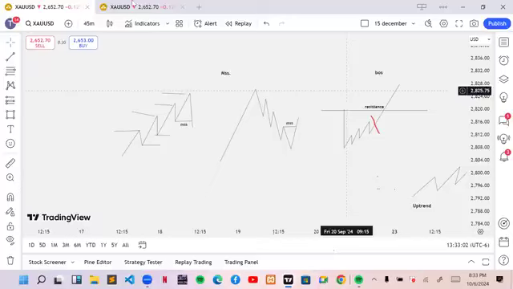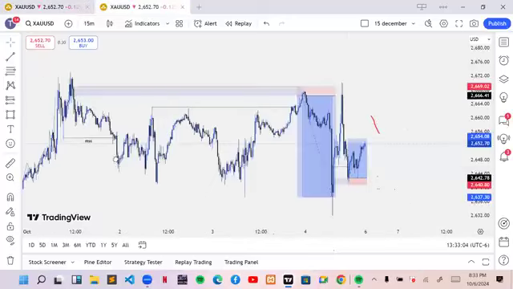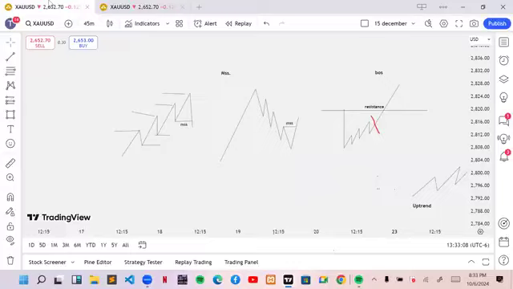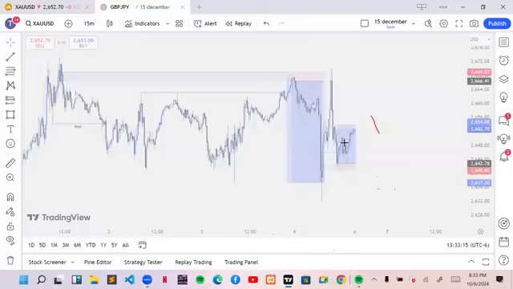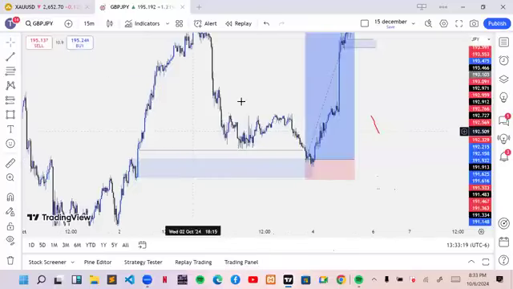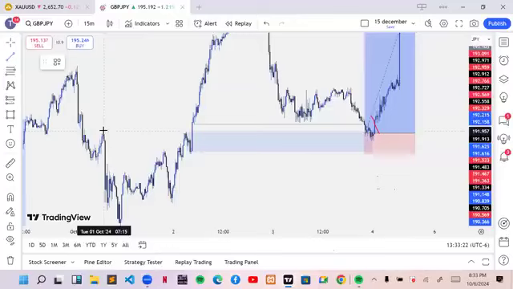So I gave a graphical example of a market structure shift here. Let me also find an example of a break of structure. So in this trade, this is a resistance level in the market. And you can clearly see this was a resistance level in the market, right?